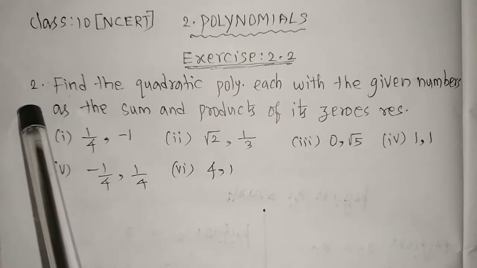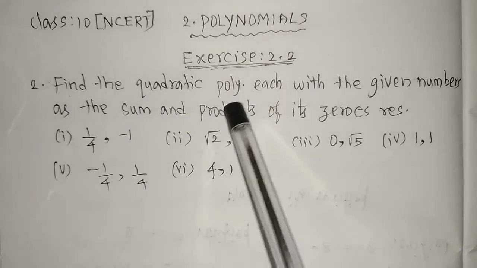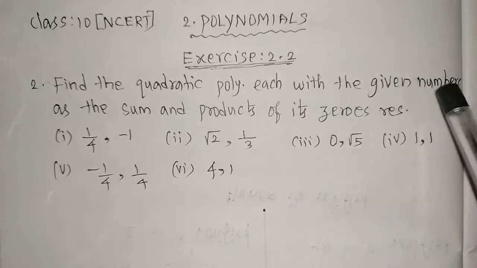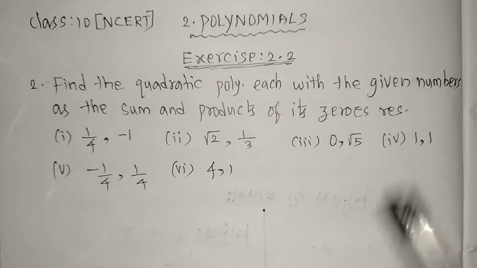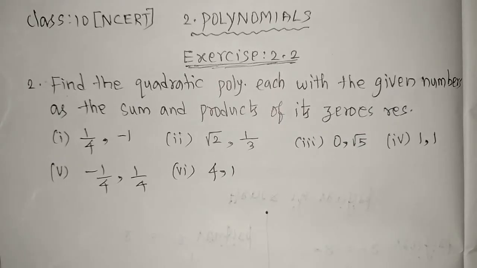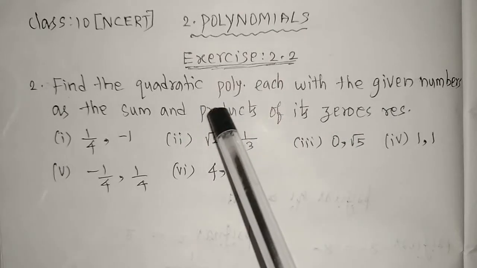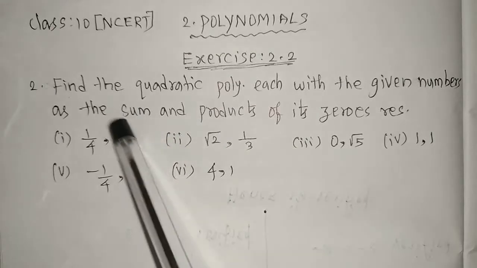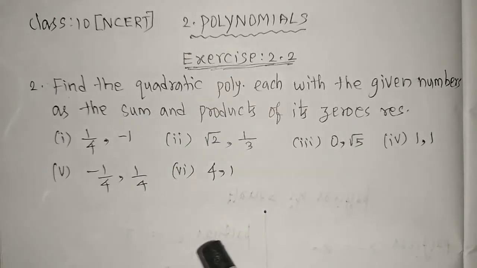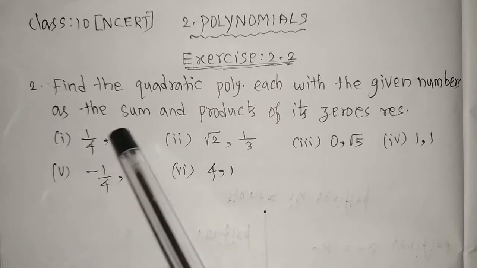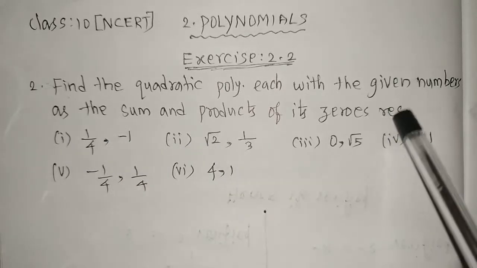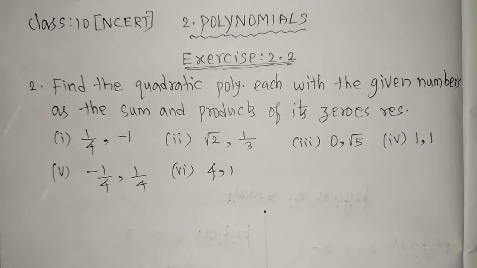So question number 2 we have: find the quadratic polynomial each with given numbers as the sum and product of its zeros respectively. They asked to find the quadratic polynomial. Here the sum and product of zeros are given. The first one is the sum of zeros, the second one is the product of zeros, that's why they gave respectively. Now we will go for finding the quadratic polynomial.